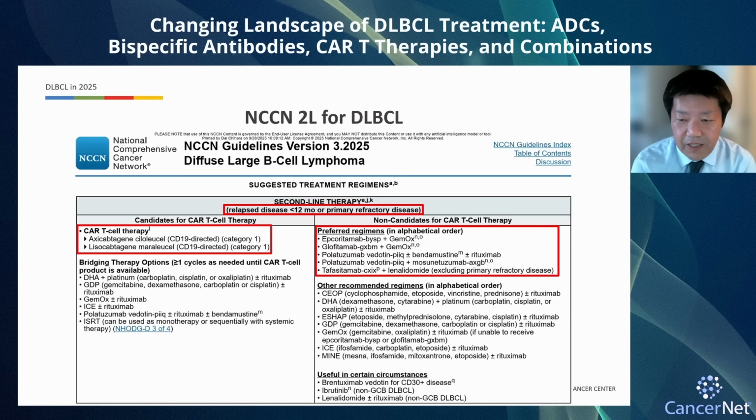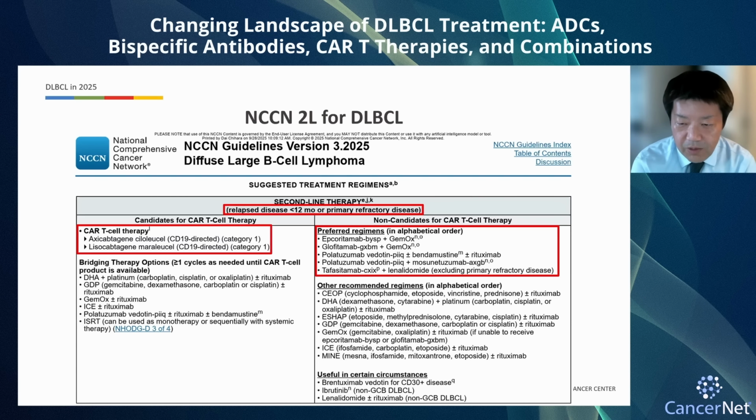Over the past 5 years, the treatment landscape for relapsed refractory large cell lymphoma has changed dramatically. When we think about second-line treatment, there are two key factors that now guide our treatment approach. One is the timing of the relapse, whether the relapse occurs within 12 months of initial therapy or after 12 months. And the second one is, are the patients eligible for transplant or CAR T-cell therapy? So this slide shows the current NCCN guideline for patients who relapse within 12 months.